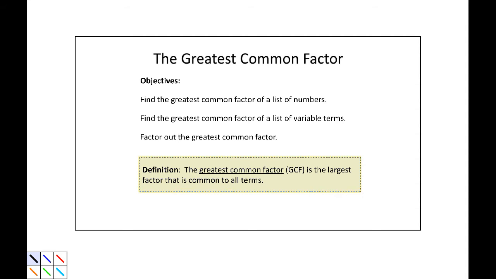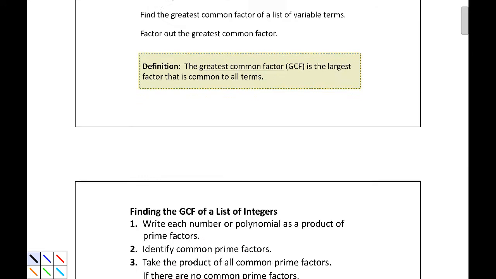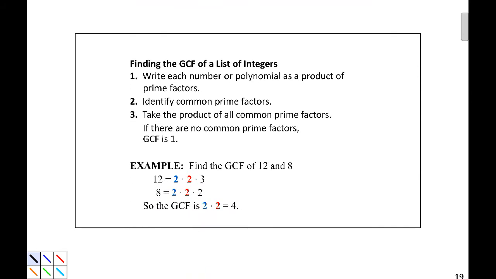Well, our definition is that the greatest common factor, or GCF, is the largest factor that's common to all the terms that we're considering. To find the GCF of a list of integers, we write each number or polynomial as a product of prime factors. We then identify the common prime factors and take the product of all those common factors. If there are no common prime factors, the GCF is 1.